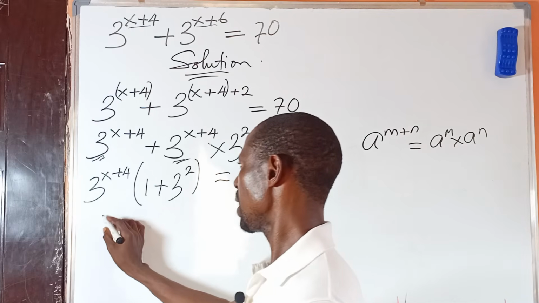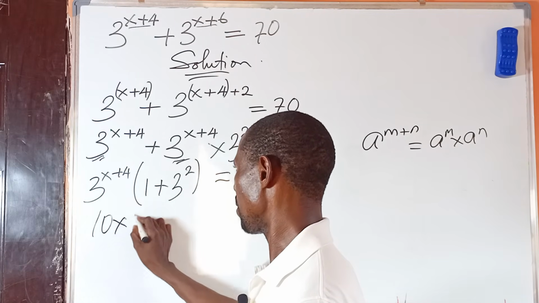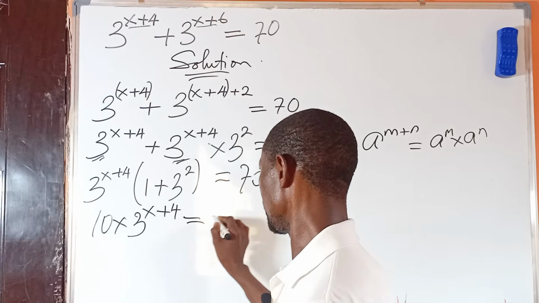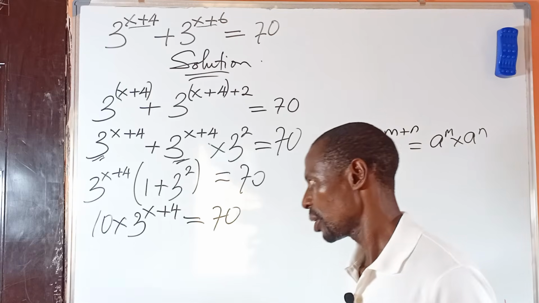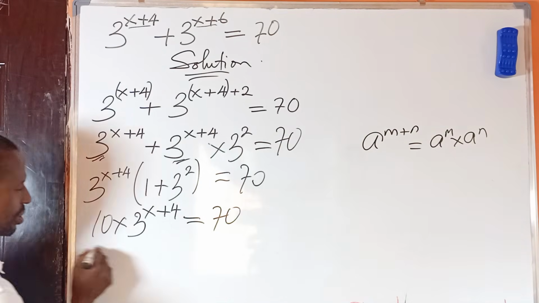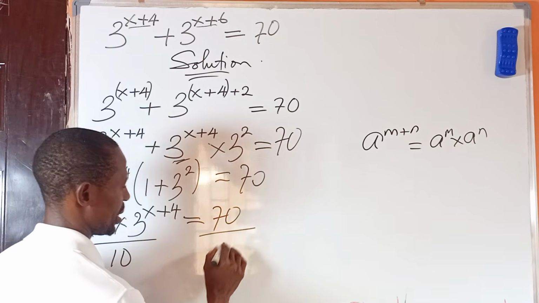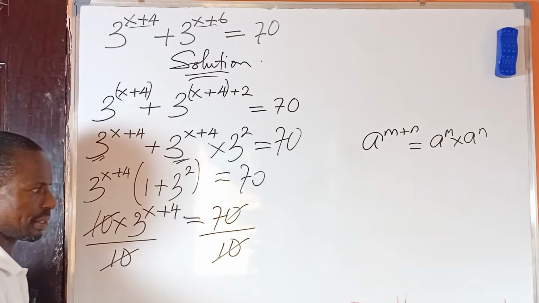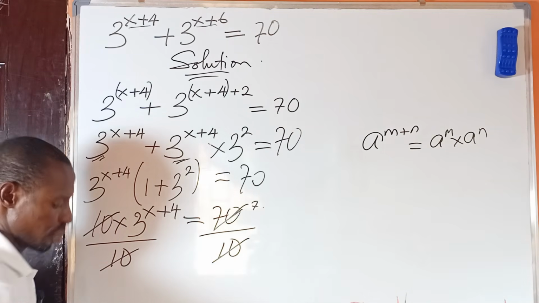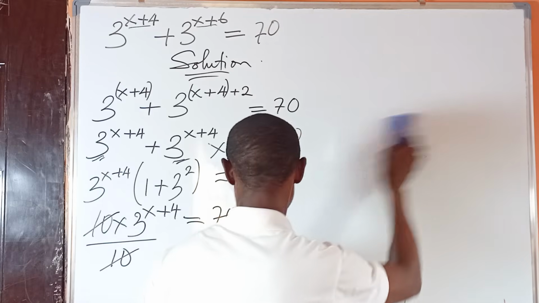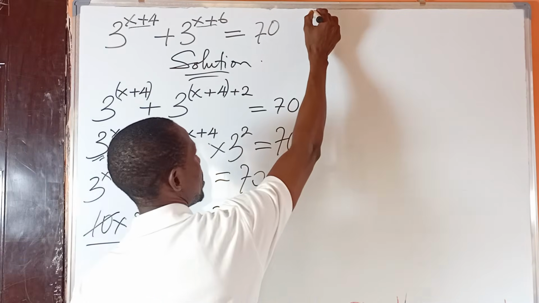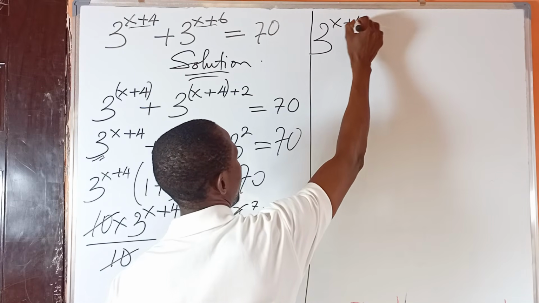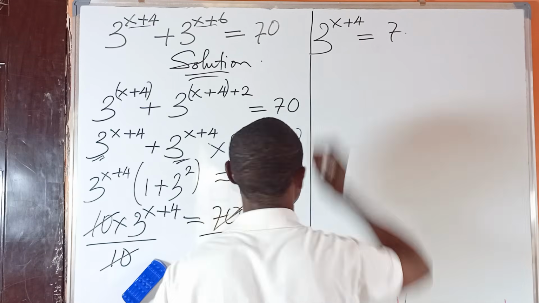So we're going to end up having 10 times 3 to the power of x plus 4, everything equal to 70. We divide by 10. If we divide by 10 here, we equally divide this side by 10. And so this 10 cancels out this 10, and we are left with 7. So our equation will now be 3 to the power of x plus 4 equal to 7.